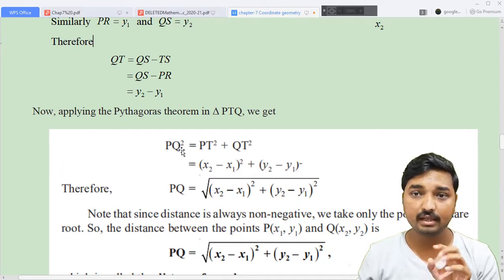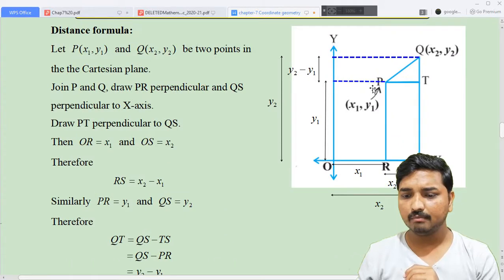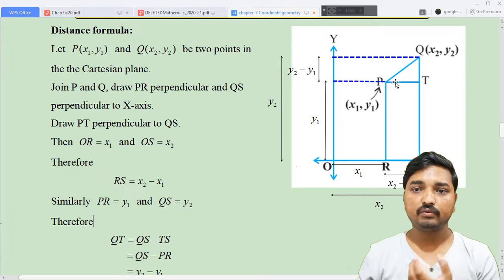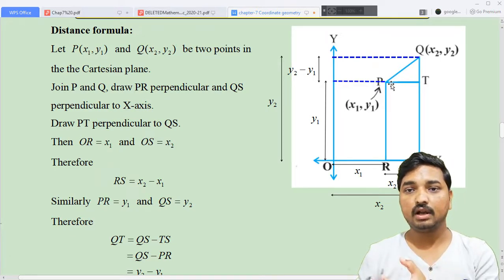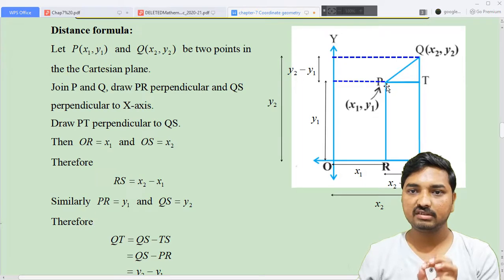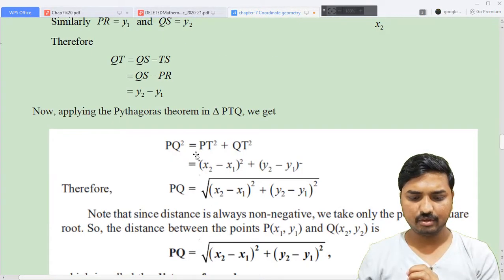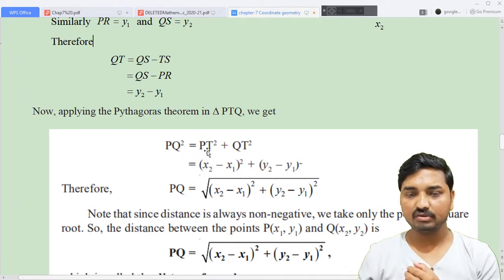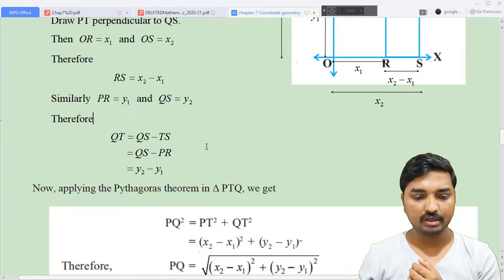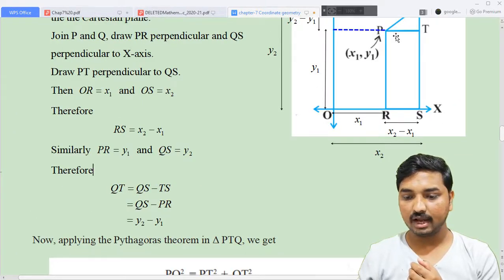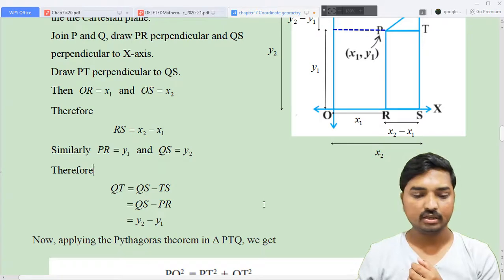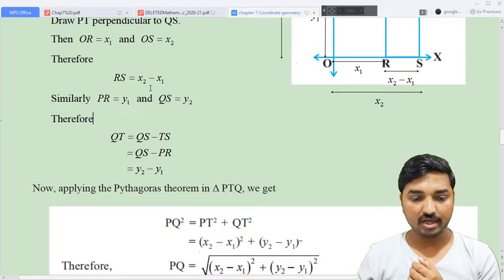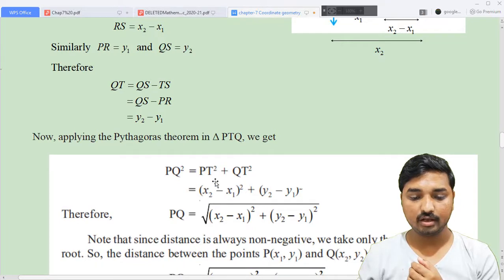I want PQ actually. PQ is the distance from P to Q. My intention is to find out the distance from P to Q, and it is denoted by PQ. But here it's PQ square, so I will later move the square to the right side. Now I'm going to substitute here. I told you RS and PT are both one and the same, so in the place of PT I'm going to place RS. RS means x2 minus x1, but here the square is there. That's why it is x2 minus x1 whole square.